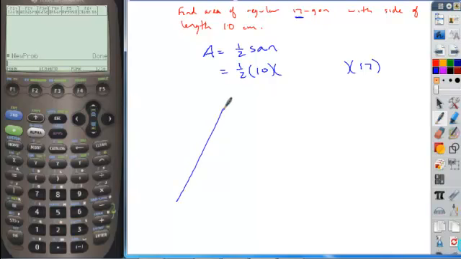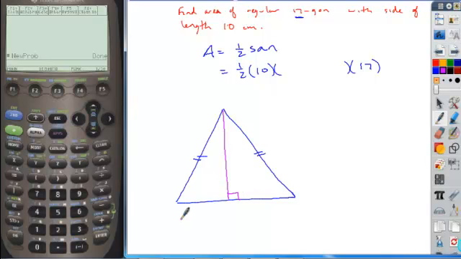Okay, so let's take a look at our reference triangle. Now, our triangle doesn't actually look like this, right? It's going to be a lot more narrow. This angle is going to be a lot smaller. Okay, but as far as just a model of this, we're fine.